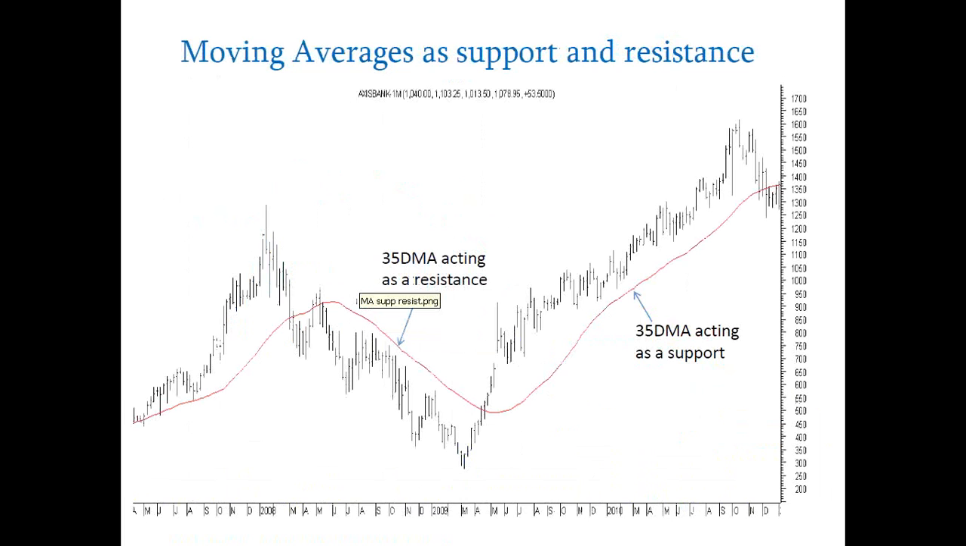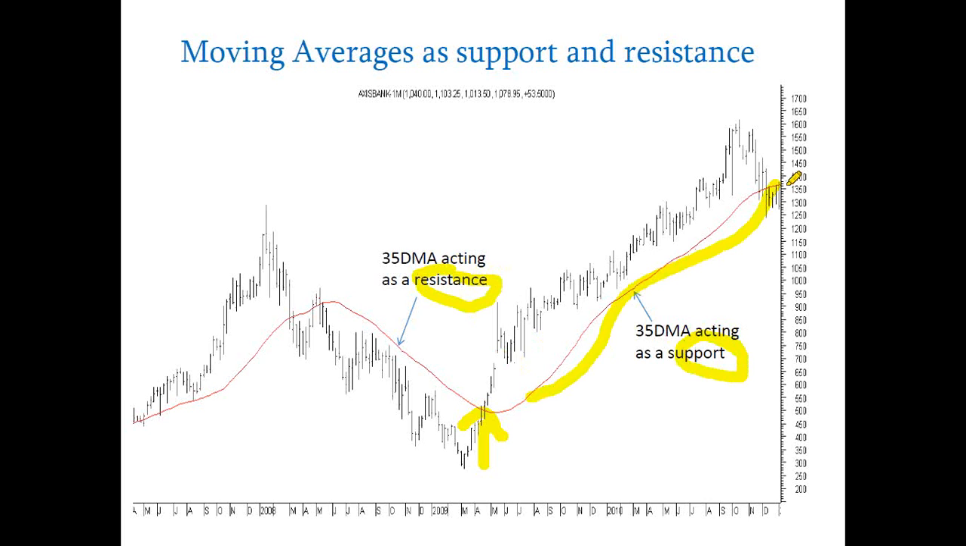Now let us see the next slide where the moving average is used as a support and resistance. This is the 35-day moving average which is acting as a resistance, and when it broke above from this particular price point, it gave a buy signal. It broke above that moving average line, and then the same moving average line, which was acting as a resistance, is now acting as a support.